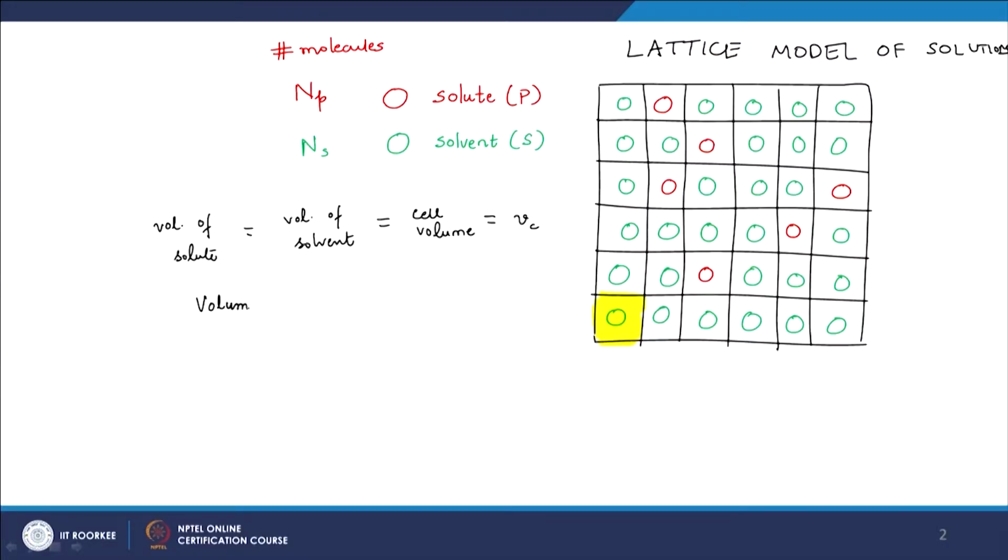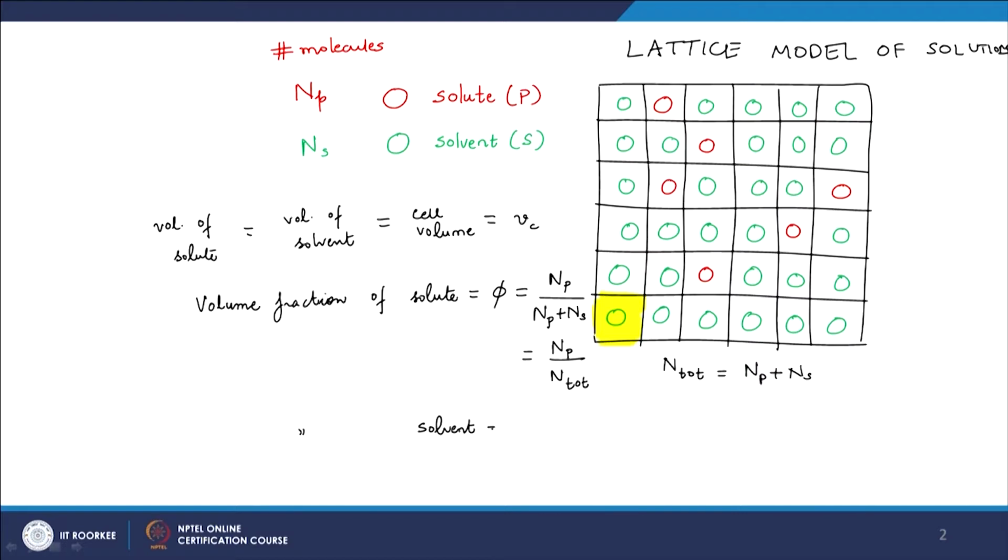So, given this particular approximation, I can define the volume fraction of solute as phi, which is Np by Np plus Ns, or we can write Np by N total, where N total is equal to Np plus Ns. And similarly for the solvent, this has to be 1 minus phi, because the positions are either occupied by a solute or a solvent. This has to be Ns by Np plus Ns, or Ns by N total.